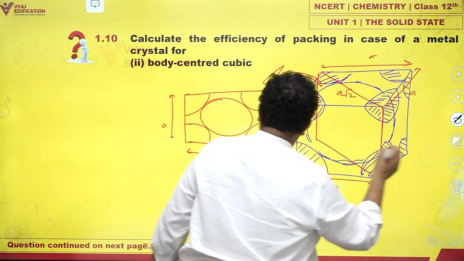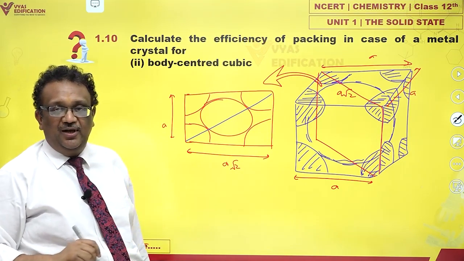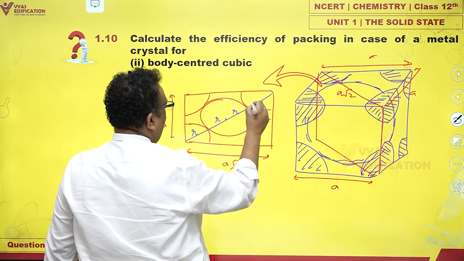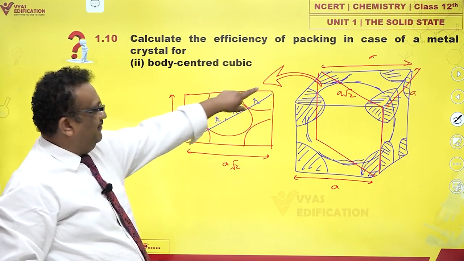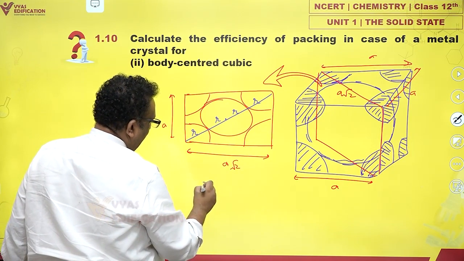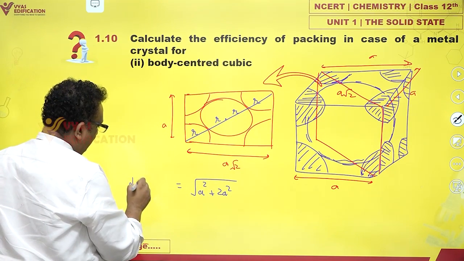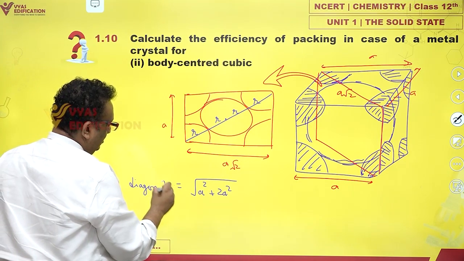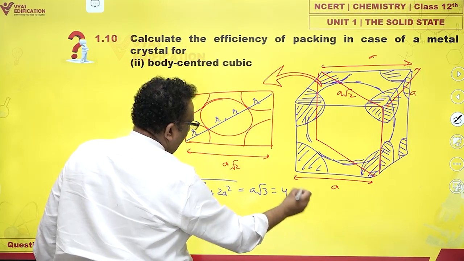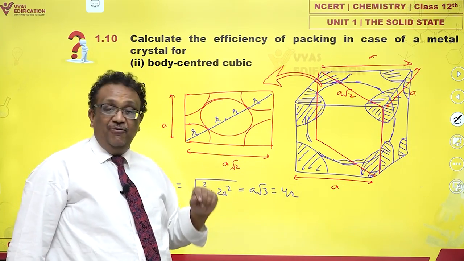What about the other edges? This is A root 2, and hail Pythagoras. We have this as R, R, R and R. So this purple line is 4R, and thanks to Pythagoras, A square plus 2A square, this diagonal is A root 3, and by figure this is 4R. So I have a relationship between edge length A and radius R.